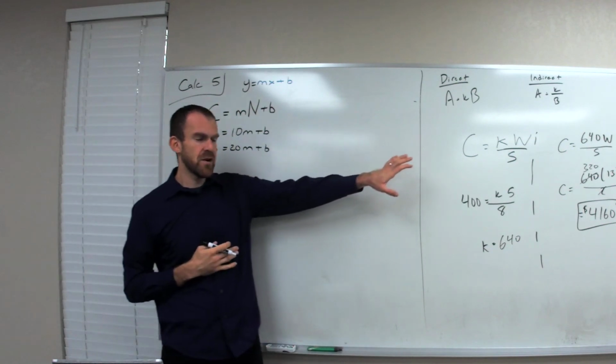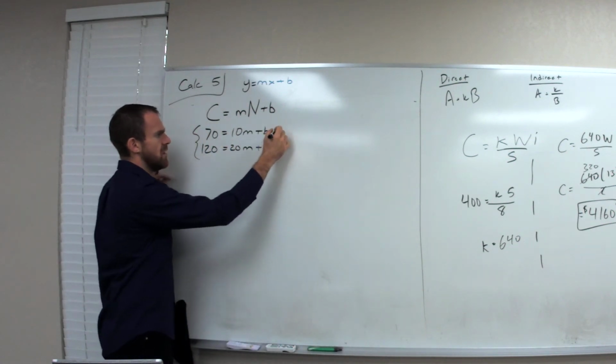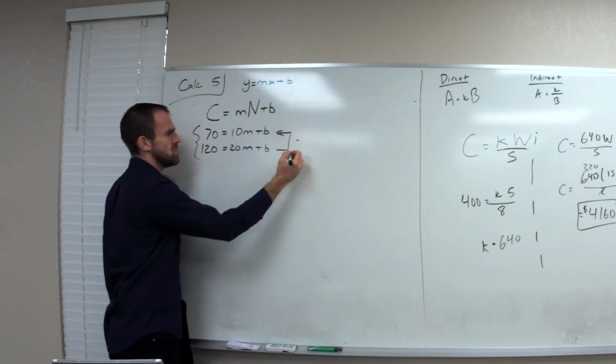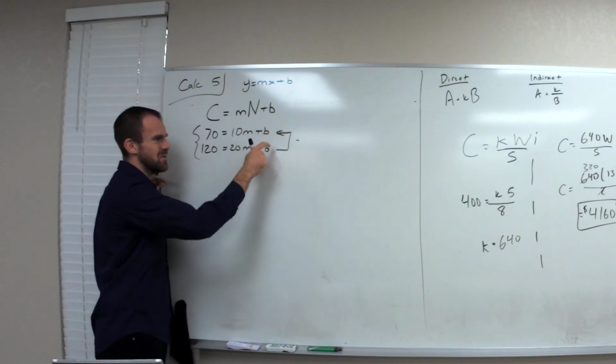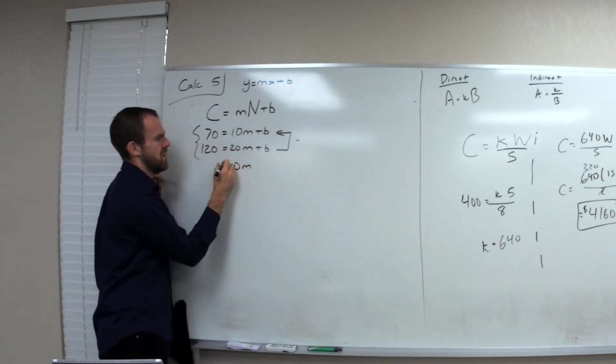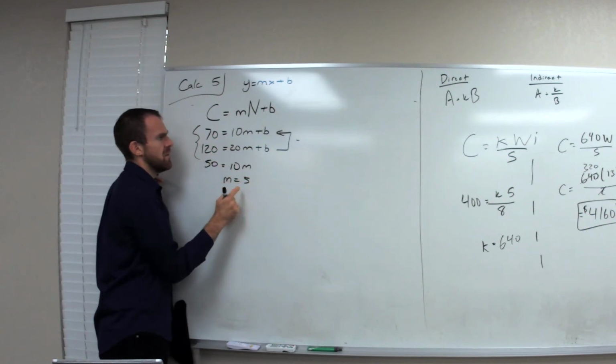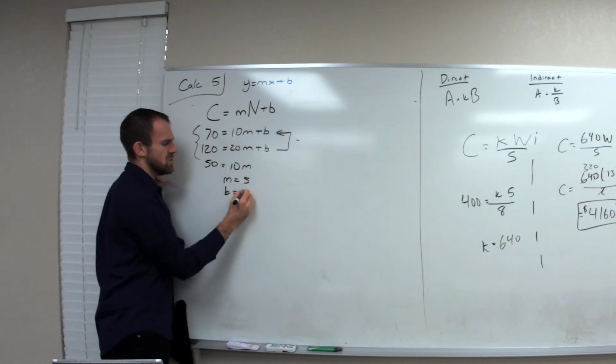Just like I solved for k as my first step over here, I'm going to solve for m and b here. If I subtract the first one from the second one, I always draw the arrow so I know which one I'm subtracting. b minus b is 0, 20 minus 10 is 10, 120 minus 70 is 50, m equals 5. If I plug that in here, b equals 20.